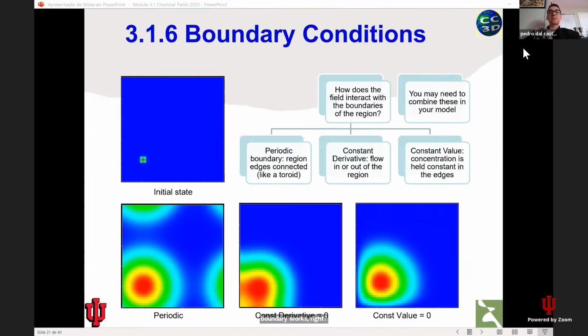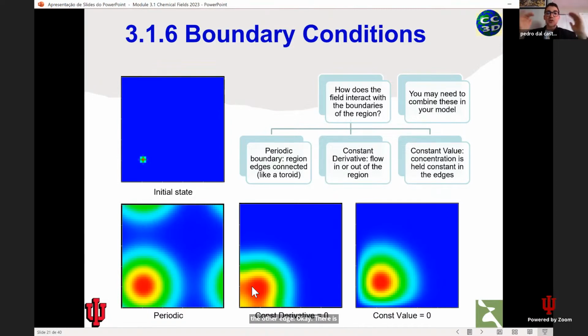So there are many types of boundaries, but we will cover the most basic ones. So let's say I start with a drop of dye here in my system. If I model the boundaries as periodic, periodic means that the edges are connected. So if the field spreads through an edge, it appears in the other edge, okay?